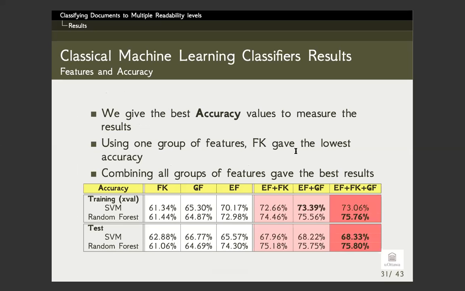We used accuracy to measure the results, and we can see here using only Flesch-Kincaid gave us the lowest accuracy result, while after we combine all 3 feature groups, we found the accuracy increased. So it's better to combine all 3 features together to get a better accuracy result.